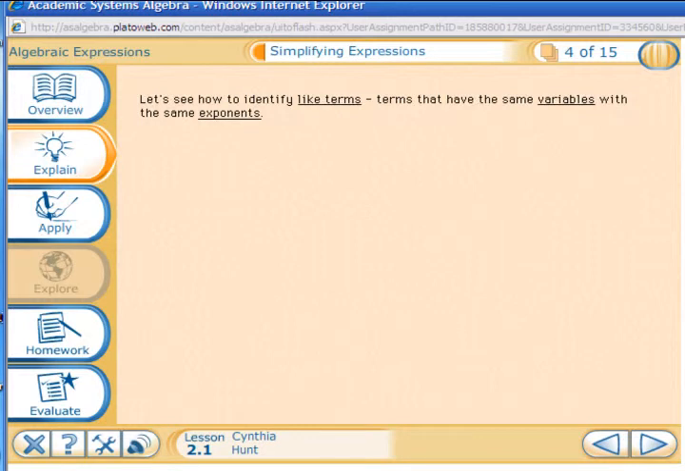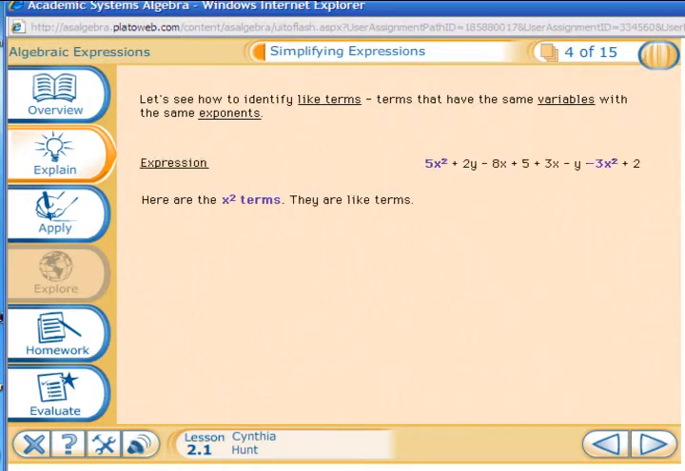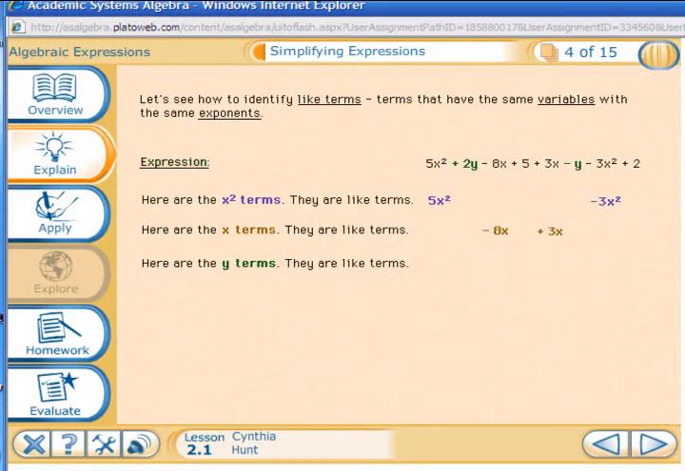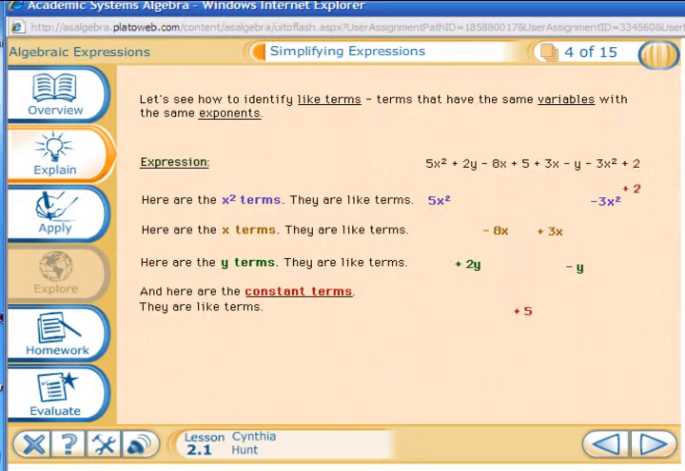Let's see how to identify like terms, terms that have the same variables with the same exponents. Here are the x squared terms. They are like terms. Here are the x terms. They are like terms. Here are the y terms. They are like terms. And here are the constant terms. They are like terms.